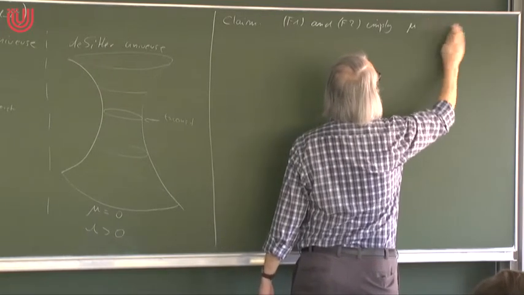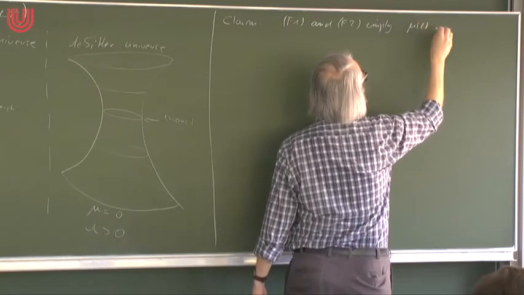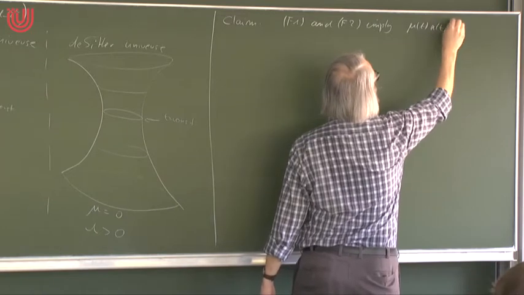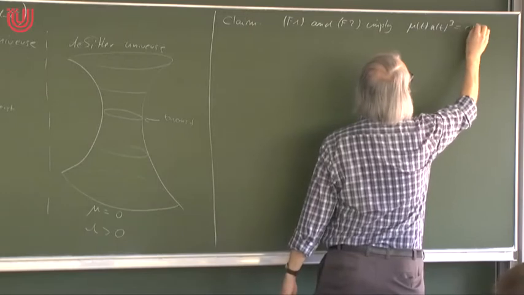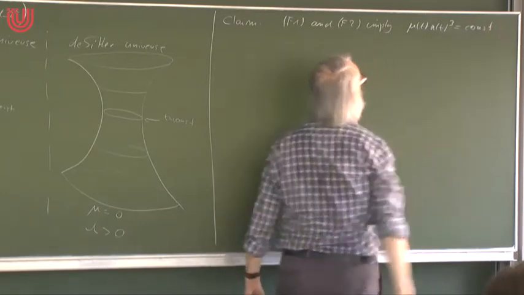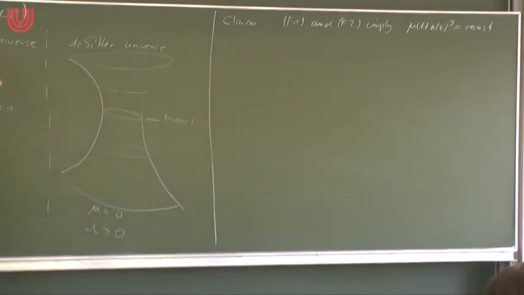Let me write the arguments. In general, mu is a function of t, a is a function of t, but for every solution of F1 and F2, this combination does not depend on time. Do you have an interpretation for this conservation law, or does this come as a surprise to you?